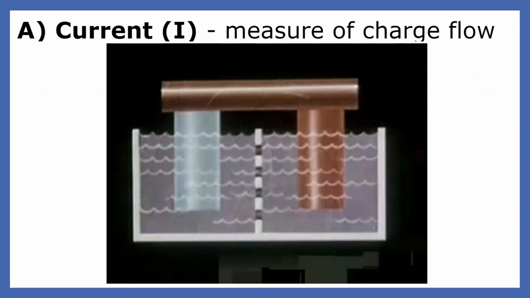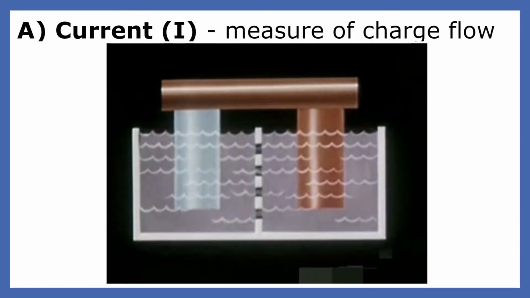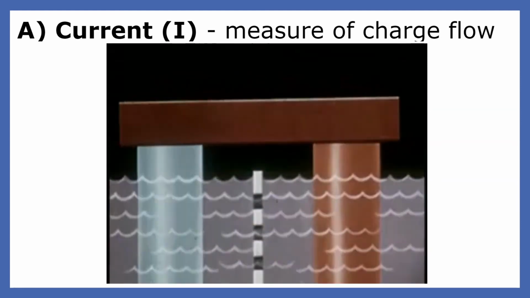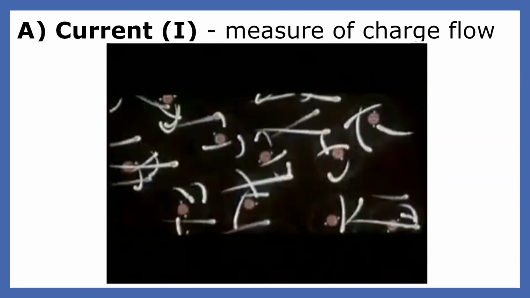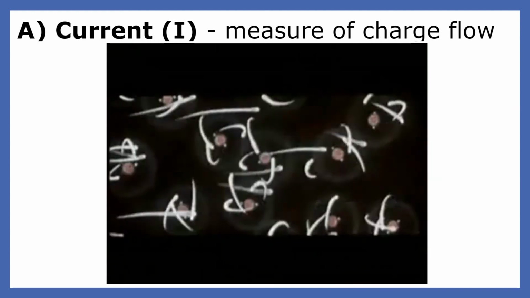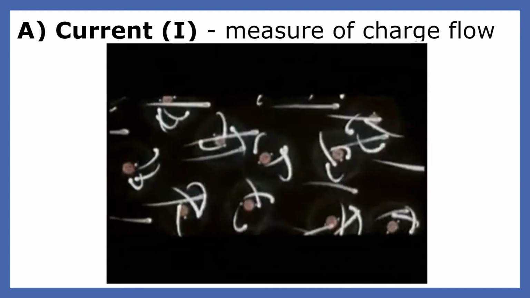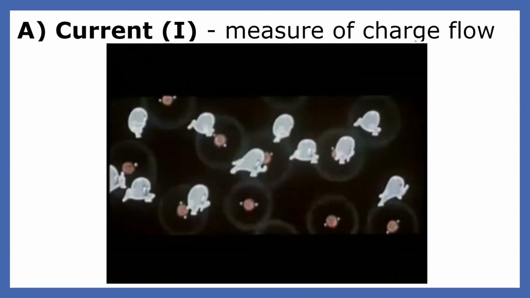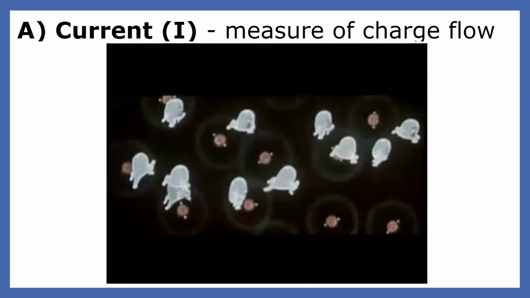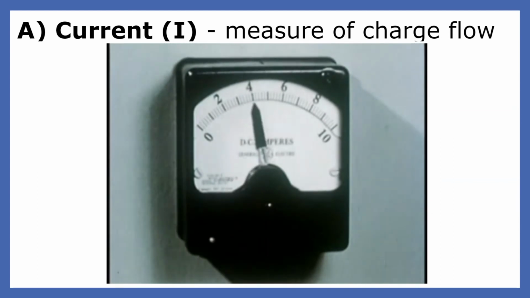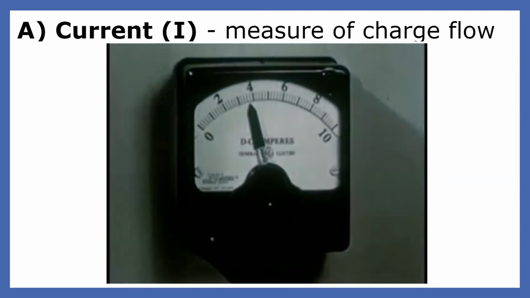If an outside electric pressure or voltage is applied to a conductor, the electrons will move predominantly in one direction. The effect is that electrons move from the negative to the positive terminal. This is the electric current. The unit of electric current is the ampere.